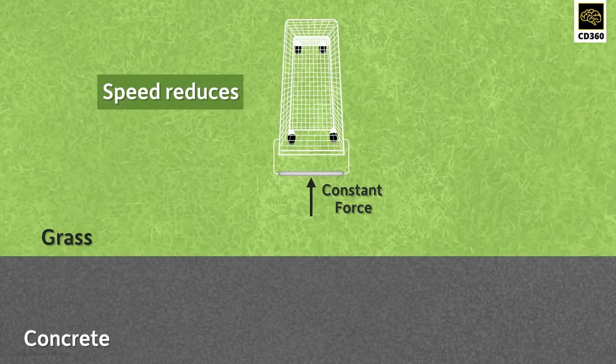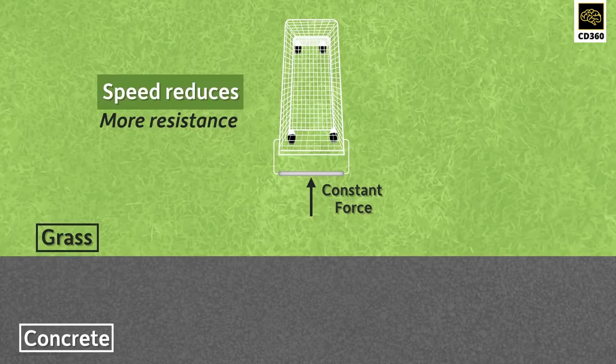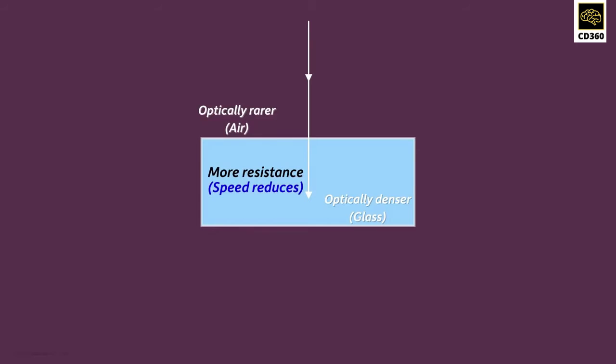And the reason for slower speed is rather obvious. The grass offers more resistance to the motion of the cart than the concrete road. Here, we can consider the concrete road and grass as two different media through which the cart is moving. Note that the direction of the cart is same in both the media. We can think about light in the same way. Something similar happens when the light is travelling perpendicular from an optically rarer to an optically denser medium. The optically denser medium offers resistance to the flow of light and hence its speed reduces. However, its direction does not change.